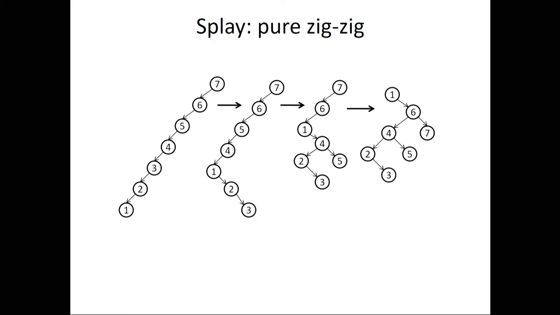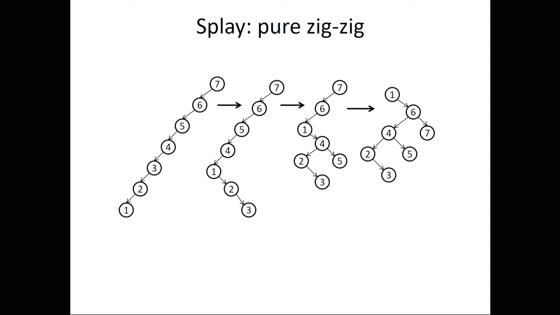The pure opposite case is the pure zigzig case. This is the more interesting one, perhaps. So again, we start with a really bad tree, just a single long path. Access item 1, this part flips over, 1 moves up 2 steps. This part flips over, 1 moves up 2 steps. This part flips over, 1 moves up 2 steps. These nodes along this path get paired up. So everything on this whole access path moves up roughly a factor of 2.